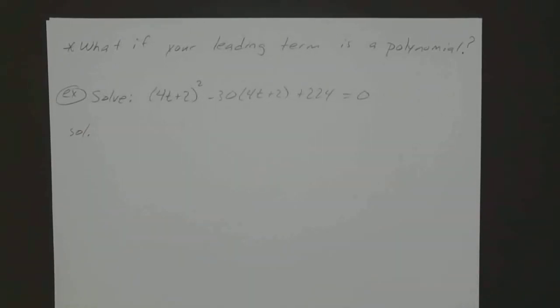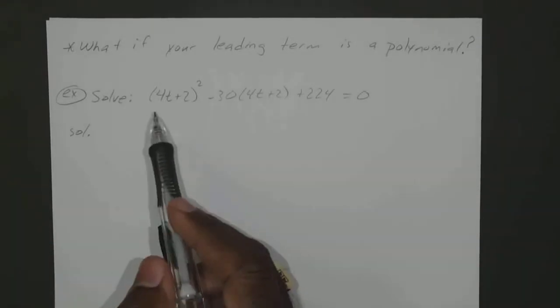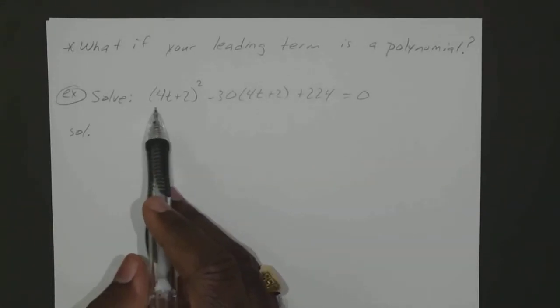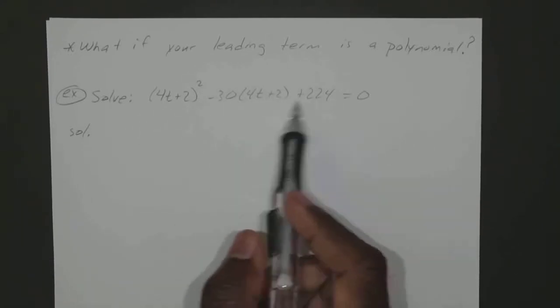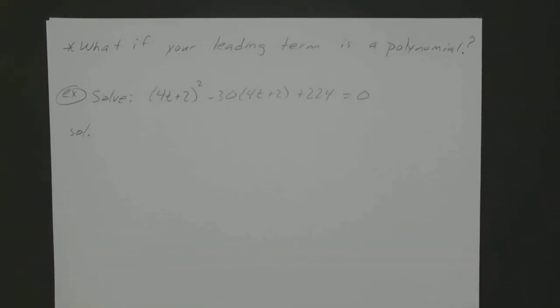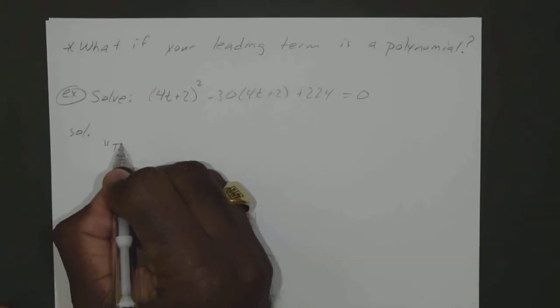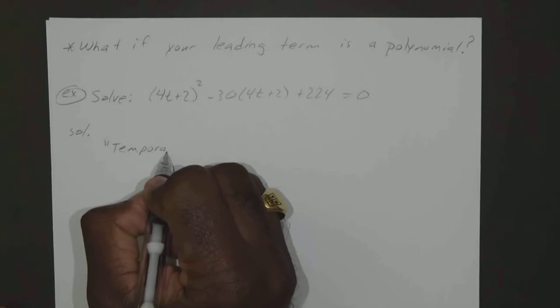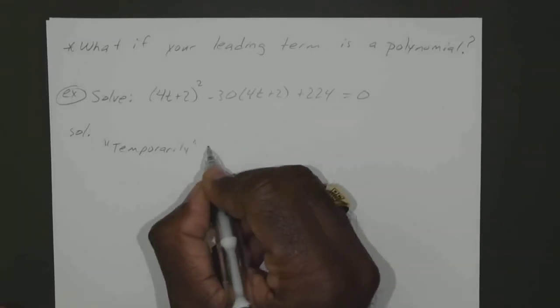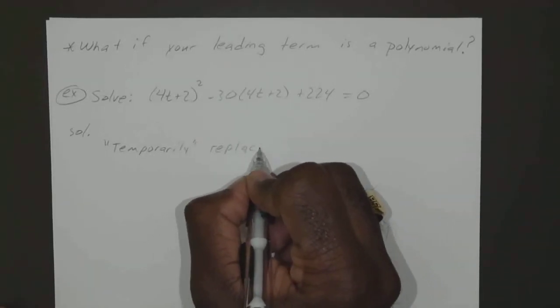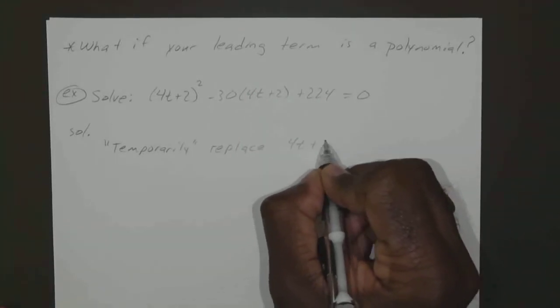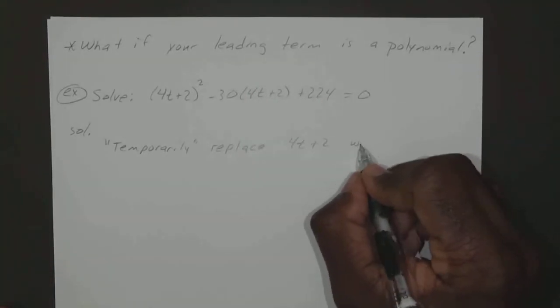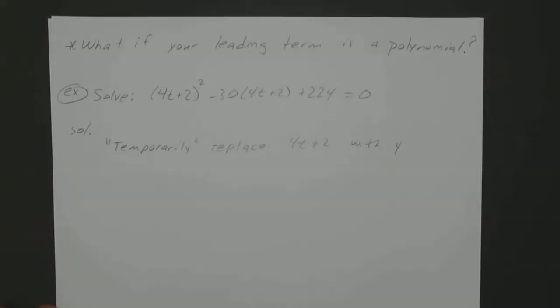Okay, so it's already in quadratic form. Everything's on the left side. It equals 0. Now the one thing you don't want to do is separate this, FOIL it out, and do all of that other stuff, because it's just a whole lot of work. It makes it a whole lot longer. But instead, temporarily replace 4t plus 2 with, and we'll pick y again. You could have picked x if you want to, but we'll just pick y.